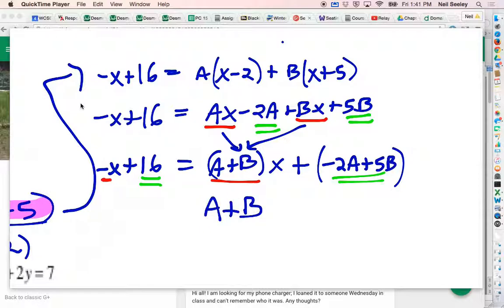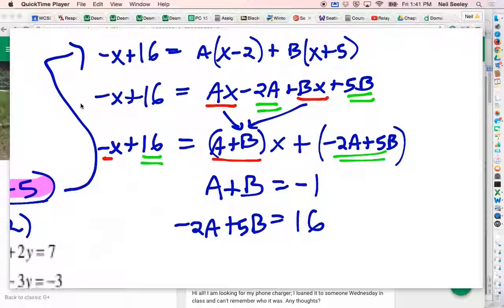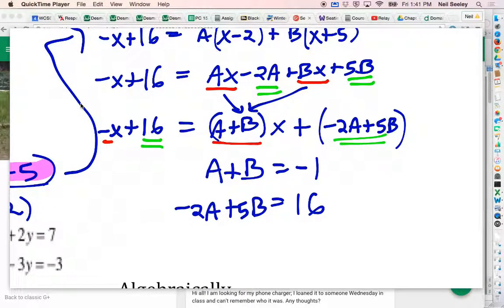We got a plus b has to be negative 1 according to this equation, and negative 2a plus 5b has to be 16. Okay, all right, just look at the two sides. If the right-hand side is really going to match the left-hand side, a plus b's got to be negative 1. I don't know what they are yet. Negative 2a plus 5b is going to have to be 16, or they're not going to be equal. So let's find out what a and b would have to be in order for this to work. Choose your favorite method. I don't care how you solve the system. You just get to solve it any way you want.